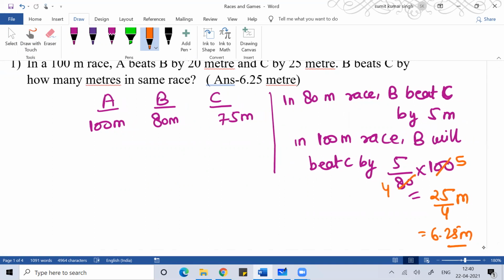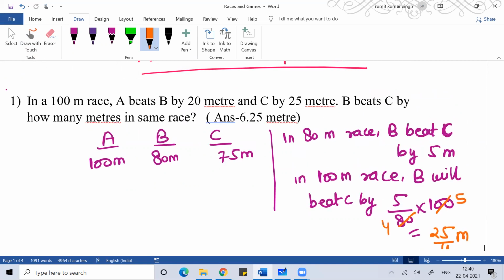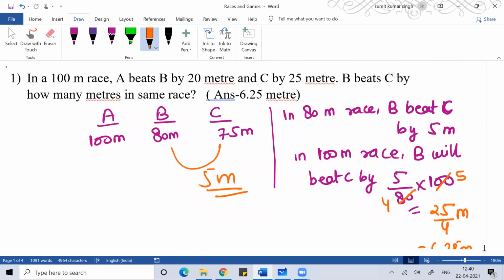So B will beat C by how many meters? The answer will be more than 5 meters, because in 80 meters B has beaten C by only 5 meters. So in a 100-meter race, definitely the value will be more than 5 meters, and the answer is 6.25 meters.